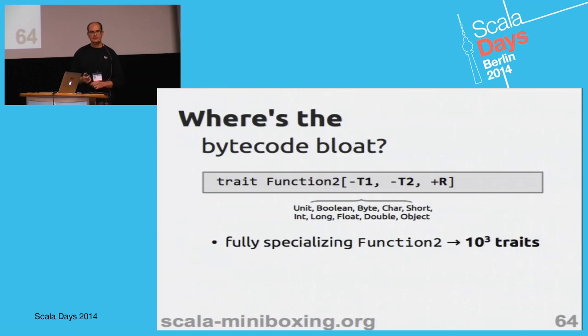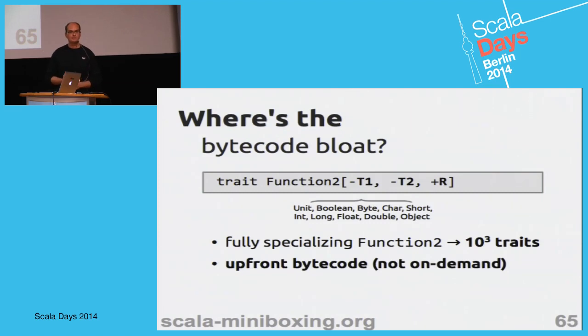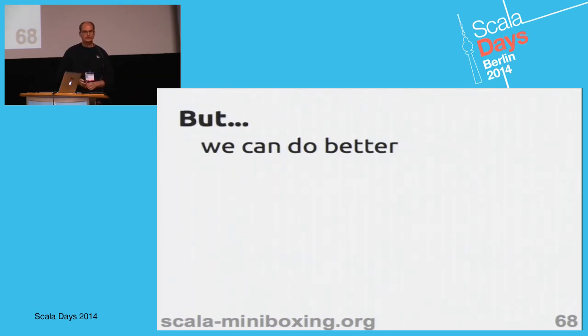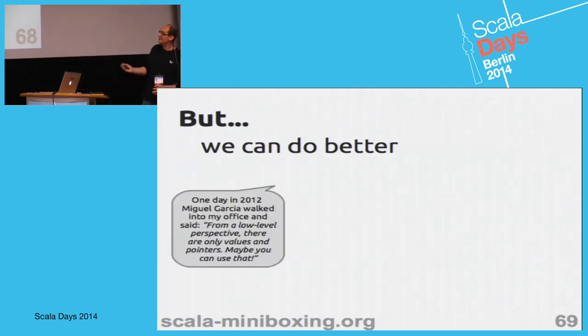1,000, exactly. 10 to the power of 3 for the 3 type parameters. Of course, this is upfront bytecode that we generate not on demand, but right away put it in your jar file. So you can ask me later why we do so, but this is the way it's done currently, and it's probably here to stay. So this is too much bytecode for the Scala library. 1,000 times, well, we still want to distribute it via Maven and not via torrents. So we need to stay with something small. So we can do better. We need to do better. Not that we can, but we need to do better.